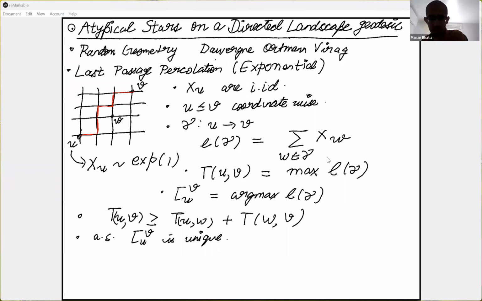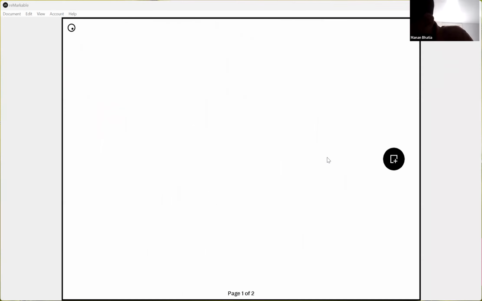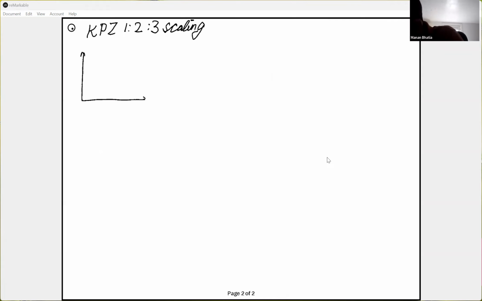For that, I need to first tell you what scaling you have to take, and that is the KPZ scaling. So I just write KPZ 1, 2, 3 scaling. You have your lattice. Usually we work in the upper right quadrant. You take a point (0,0) and a point (n,n), and let's draw the geodesic between these two points. This is the diagonal line. You have some unique path.